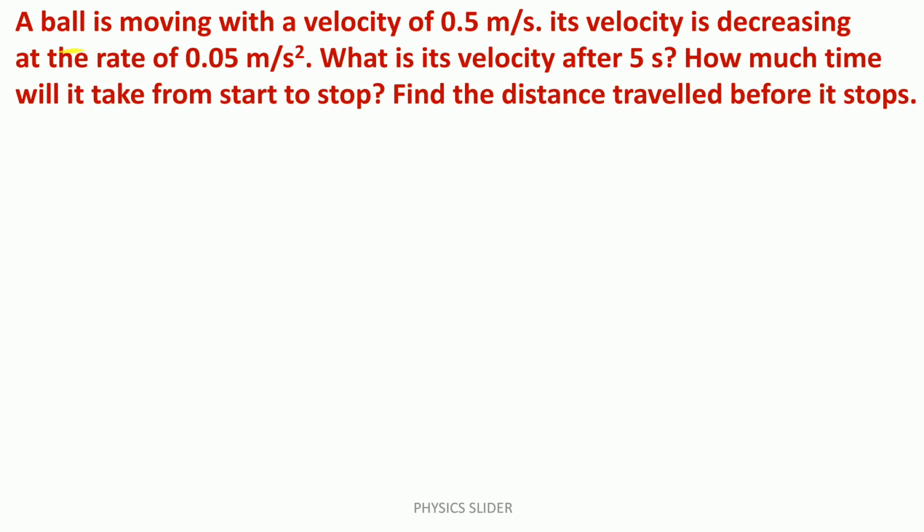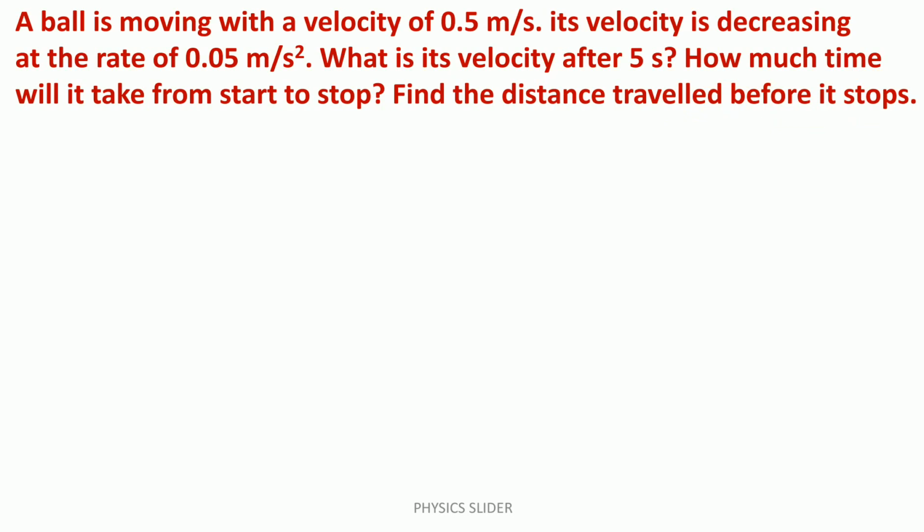Moving to the next numerical. A ball is moving with a velocity of 0.5 meter per second. Its velocity is decreasing at the rate of 0.05 meter per second square. What is its velocity after 5 seconds? How much time will it take from start to stop? Find the distance traveled before it stops.